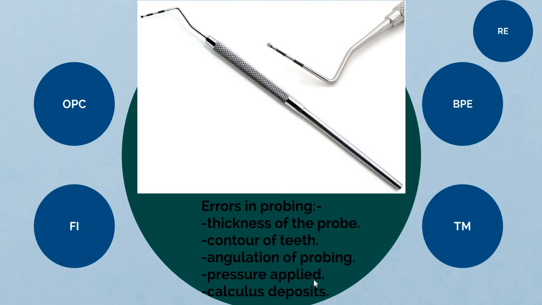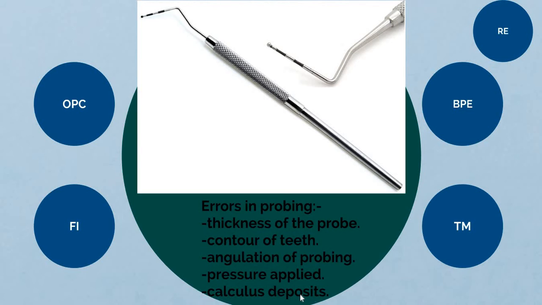Pressure applied. Too much pressure sometimes causes spontaneous bleeding by yourself, and it's iatrogenic. It's not a bleeding due to gingivitis or active inflammation in the periodontium. So the amount of pressure to be applied is very sensitive. You should be aware of that.